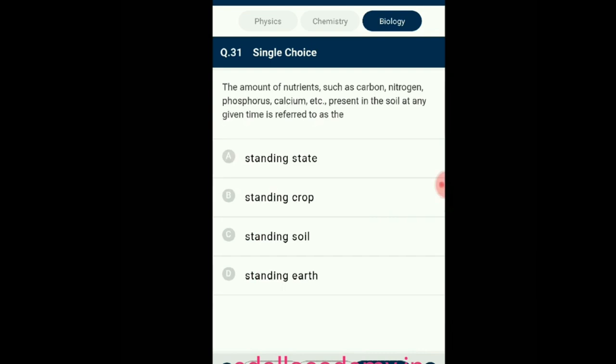Question number 31. The amount of nutrients such as carbon, nitrogen, phosphorus, calcium, etc. present in the soil at any given time is referred to as? The amount of nutrients such as carbon, nitrogen, phosphorus, calcium, etc. present in the soil at any given time is referred to as the standing state. It varies in different kinds of ecosystems and also on a seasonal basis. So the answer for this question is option A, standing state.